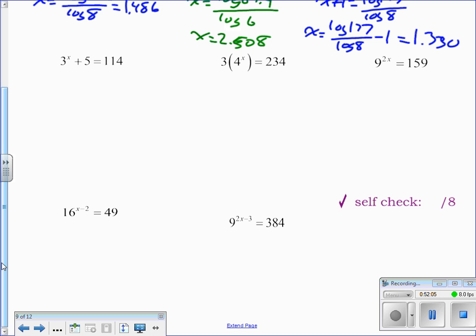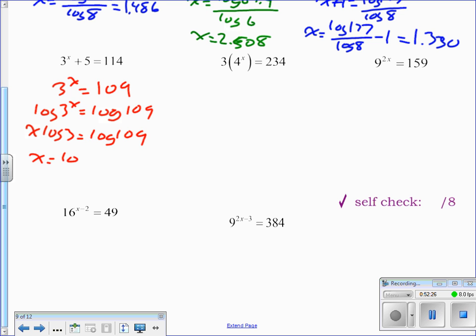Subtract 5 from both sides. 3 to the x is equal to 109. Take the log of both sides. Log of 3 to the x equals the log of 109. X log 3 equals the log of 109. X equals the log of 109 divided by the log of 3. 4.270.